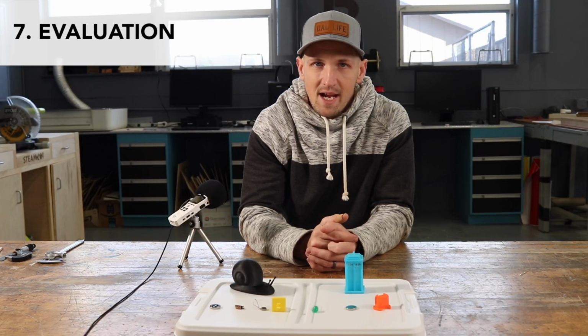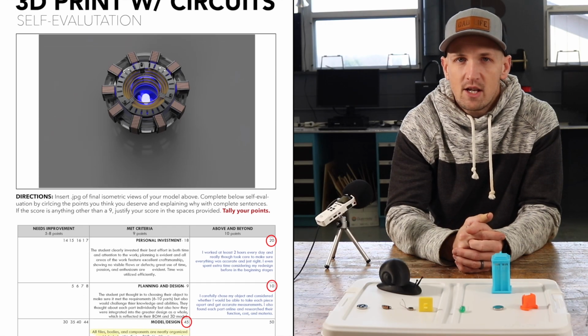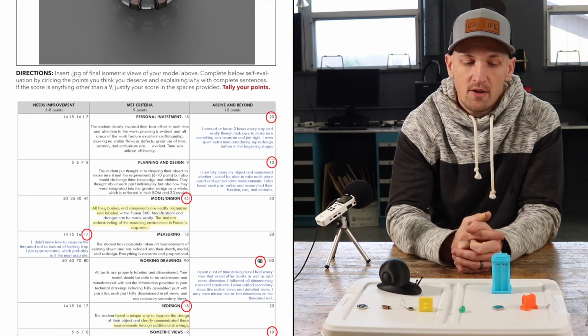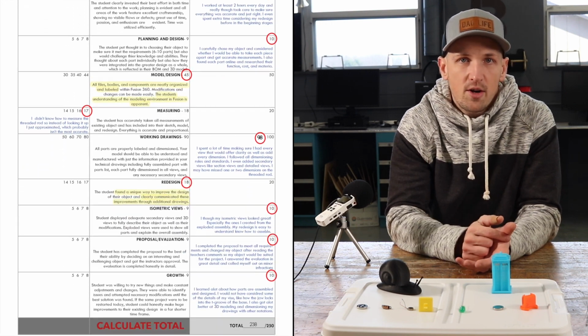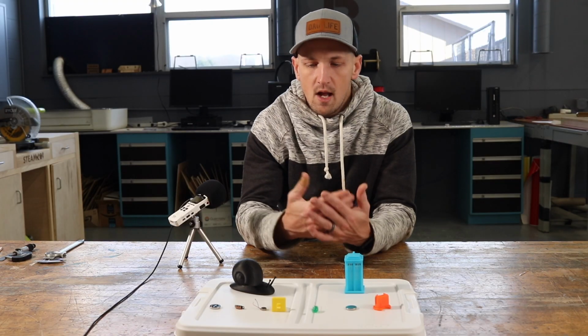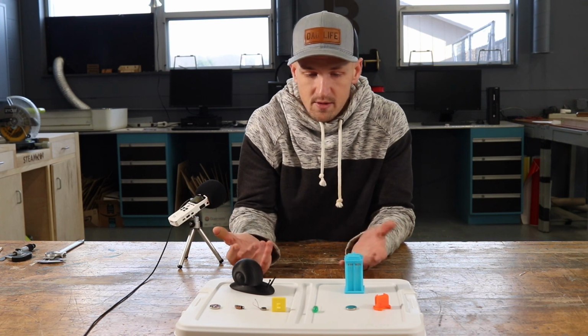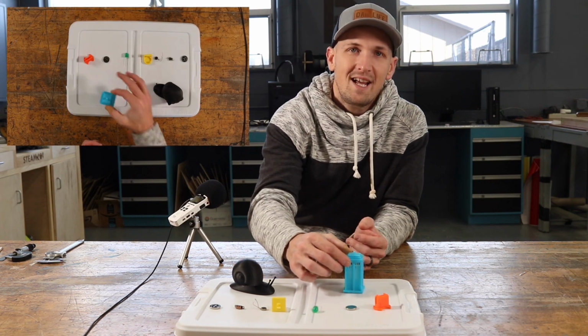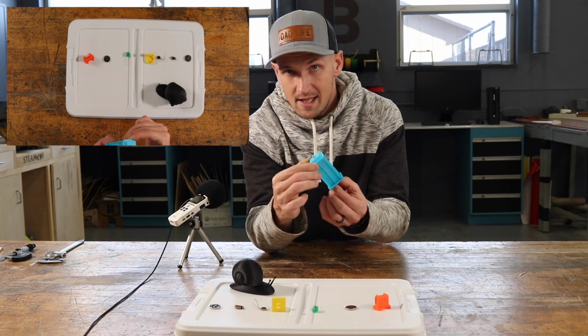Once you have your part made, you will then complete a self-evaluation, including a final image of your product, as well as all of the other necessary documentation. Let's review your two options. The first option is the light emitting diode, which is just an LED.